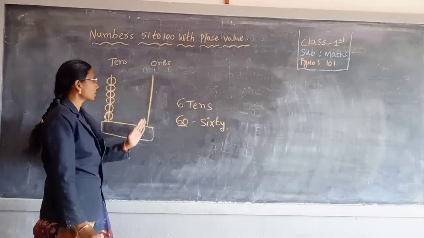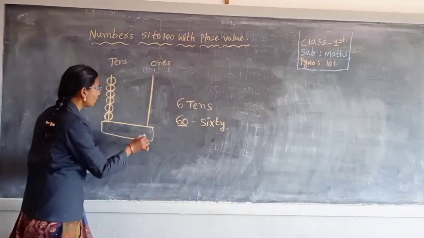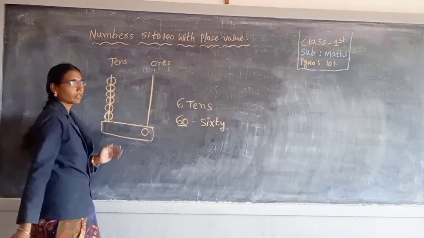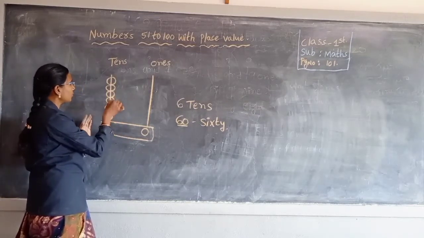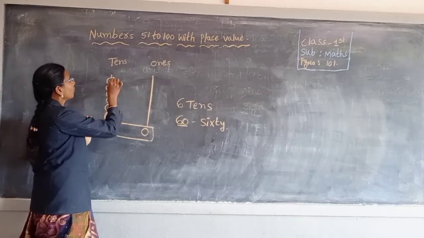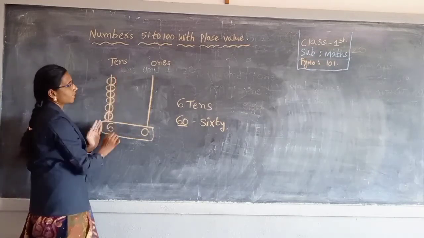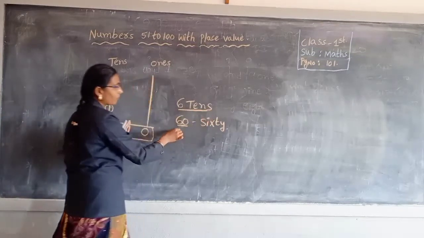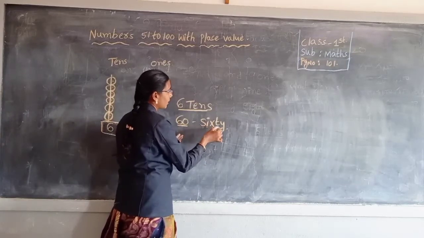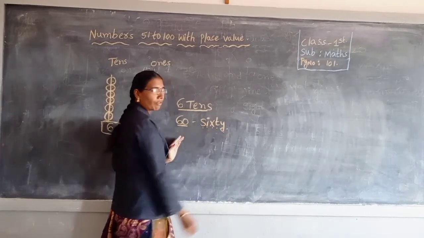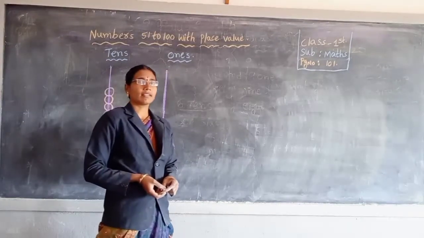60. Ones place. How many beads do you have? No beads. So 0. Tens place, how many beads do you have? S-I-X-T-Y. 60. 60 comes after which number?